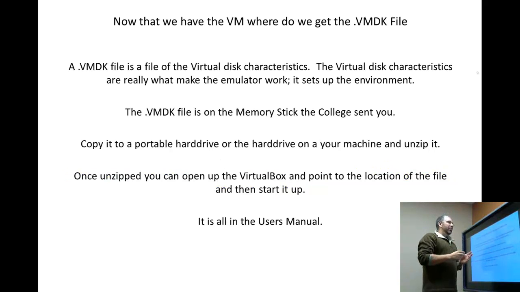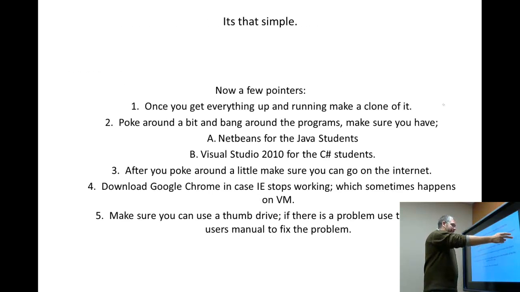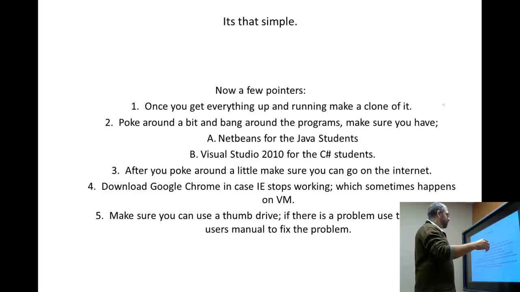Now that we have the VM, where do we get the VMDK file, which is like the data file that we've created? So we sent that to you on a memory stick, and you guys should have that, and you can load it right onto your computer, unzip it, and then load it into the virtual machine. You're going to basically open up your VirtualBox software, point to the location of the file, and then start it up. It's all in the user manual, and reading the first couple of chapters of the user manual can really help smooth things out. Okay, so it's that simple.